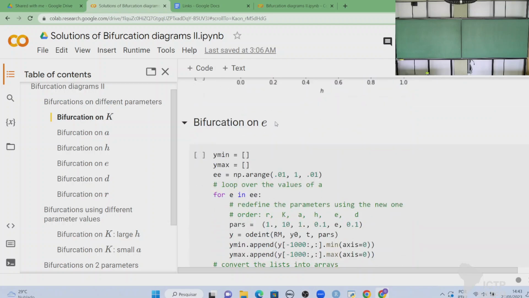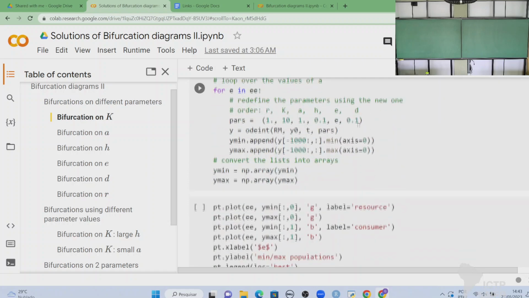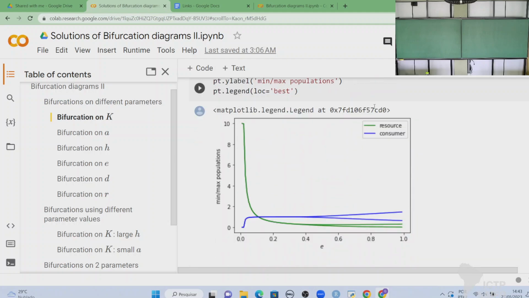So E, remember that this is the efficiency of conversion from resource to consumer, okay? If you do this, you look at plots like this, right? For very small conversion efficiency, you have extinction of the consumer again. Then it has a large region here with coexistence of both of them. And then for some value here around half, more or less, you have, once again, bifurcation to oscillatory solutions.